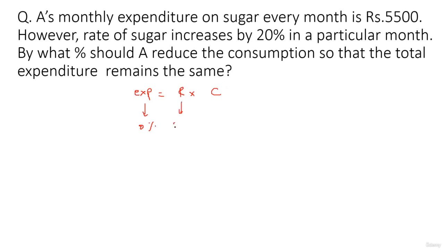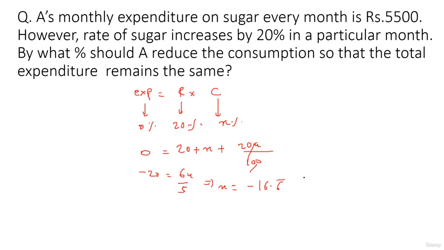Rate is increasing by 20%. Consumption, let's say, is changing by x%. So I can write 20 plus x plus 20x by 100. This is simply equal to 0, right? So you can take 20 on the left hand side, minus 20, reducing this to 6x by 5. This will give you x is equal to minus 16.6%. Correct.